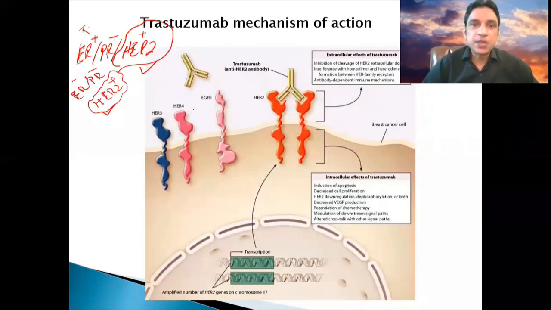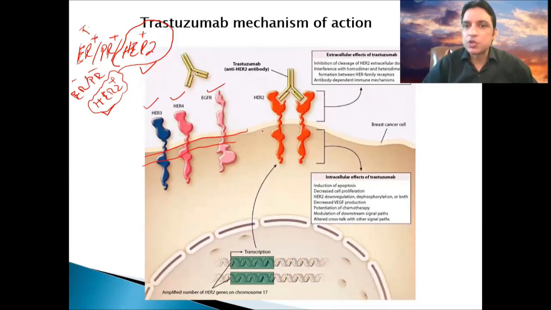Her2 is a receptor, and like every other receptor, it is present on the cell membrane. This is supposed to be the cell membrane. There are other growth factor receptors like EGFR, Her4 and Her3, and one of them is called Her2. I'm talking about this one. Some domain is outside the cell membrane. It should receive a stimulus.